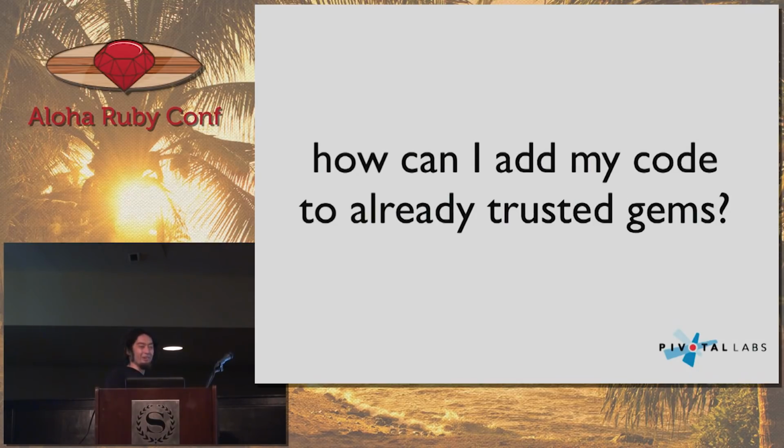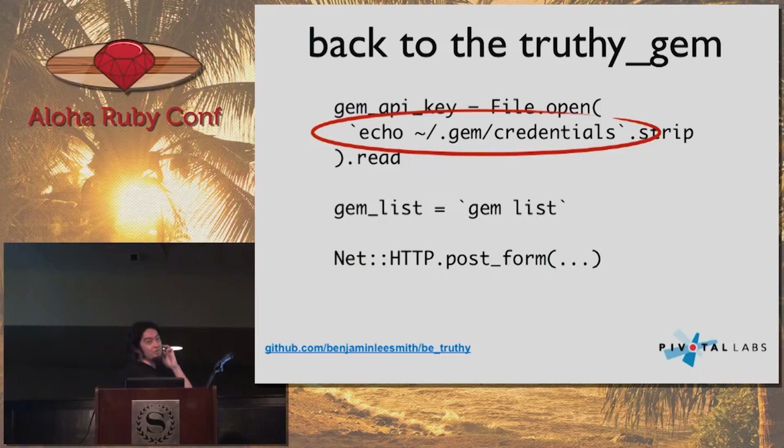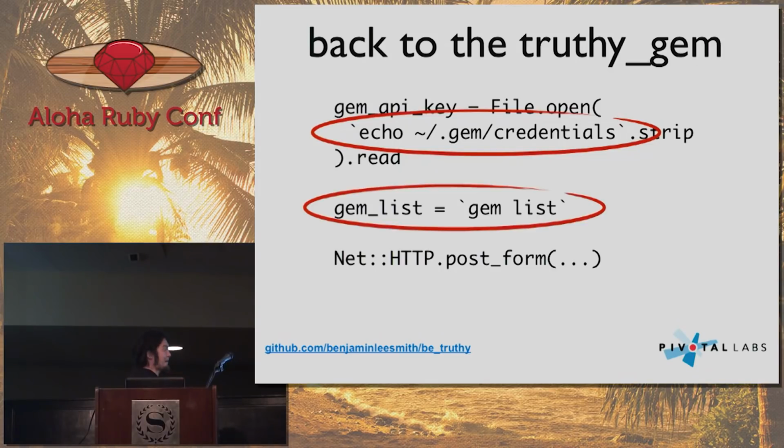So how can I add my code to some of these just trusted gems? You guys don't trust my gems now. I think it's safe to make that bet. So why don't I just add my code to some already trusted gems? And with this thought, let's go back to that btruthy gem. This does one more thing. At install time, it grabs your gem cutter credentials and your list of installed gems and posts it to a web service.